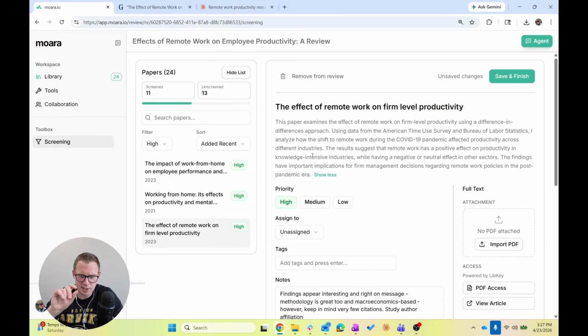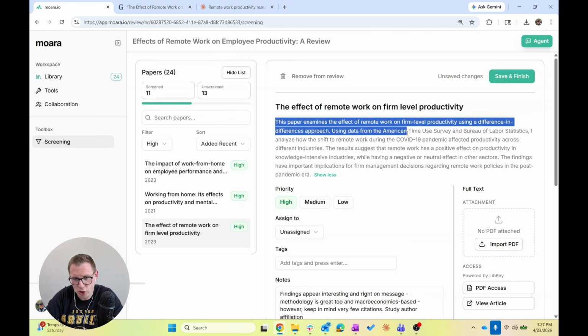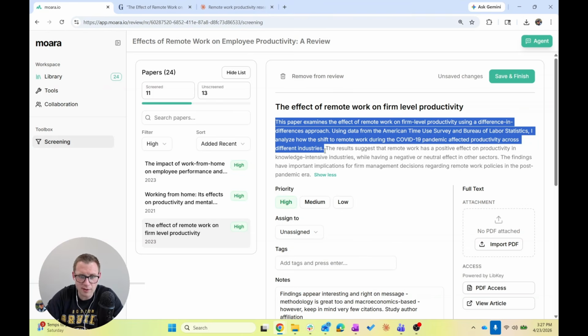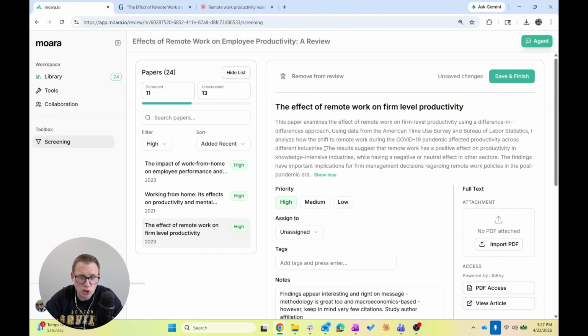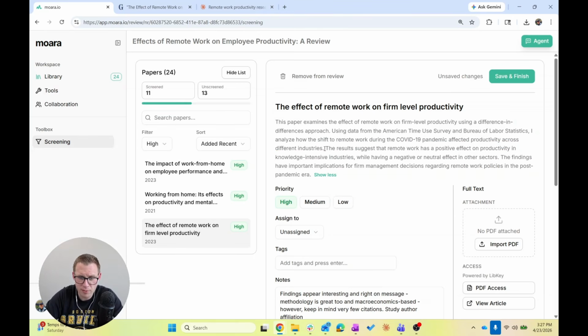Okay, so let me pause and mention one thing here. I came to this paper, Effective Remote Work on Firm Level Productivity. Looks like a great approach. It uses a difference in difference approach. It appears to be kind of an econometric study, a macroeconomic study. We haven't seen too many of those yet. A lot of management-like studies, a lot of surveys, etc. So this looks great. The results appear to really confirm some of the findings that we had in mind beforehand.